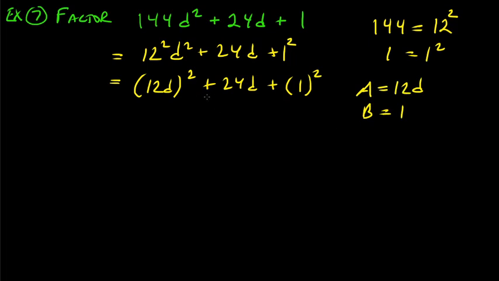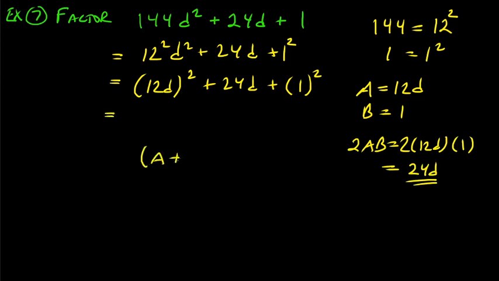Before we factor this, let's check the middle term. If we multiply 2 times ab, I get 2 times 12d times 1. But that's just 24d, perfect match. So this factors as a plus b squared, or in this case, 12d plus 1 squared.